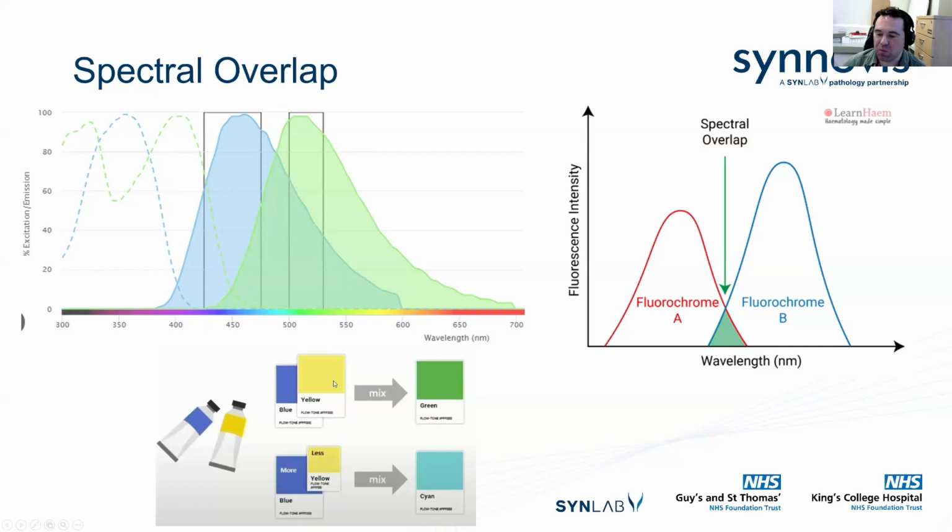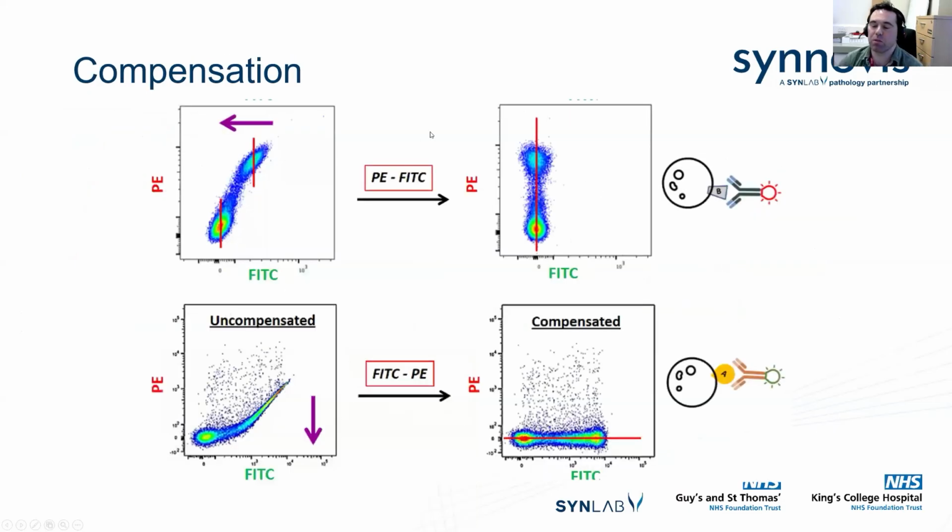It's a bit like when you're mixing paint. It's hard for us to know how much of this green signal is coming from the blue or the yellow. So we have to try and find a way to resolve these two peaks so that we get a separation and we can only pick up what's truly fluorochrome A and only pick up what's truly fluorochrome B. In order to do that, we use a process called compensation. And compensation is essentially we run single tubes with the fluorochrome that we want.